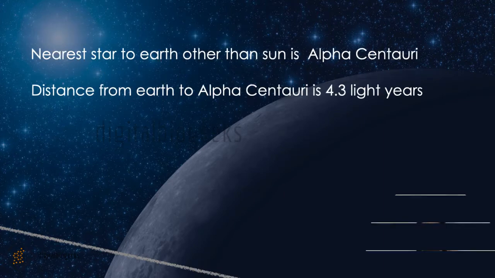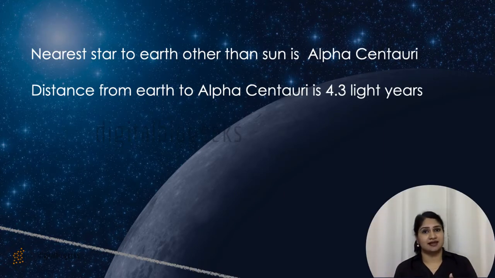We learned that the distance between Earth and Sun is around 150 million kilometers. The sunlight from Sun takes 8 minutes to reach Earth. The nearest star to Earth is Sun and the next nearest star is Alpha Centauri. The distance between Alpha Centauri to Earth is 4.3 light years.